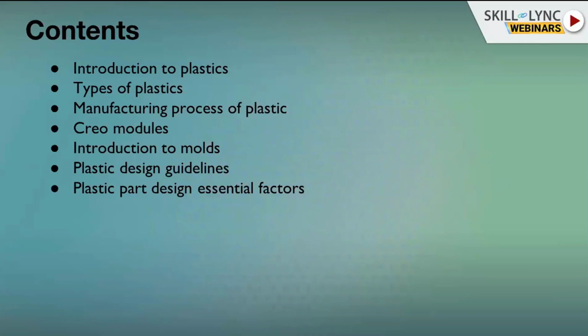So the main contents are, first, introduction to the plastic. In the introduction to plastic, you'll come to know how plastic came into existence and how plastic has replaced a few of the metal components. And this plastic is used in various industries like automobile, electrical, and medical fields. So next is types of plastic.